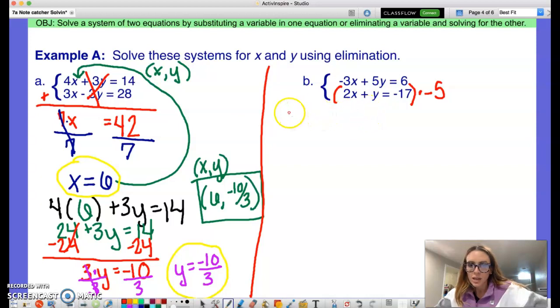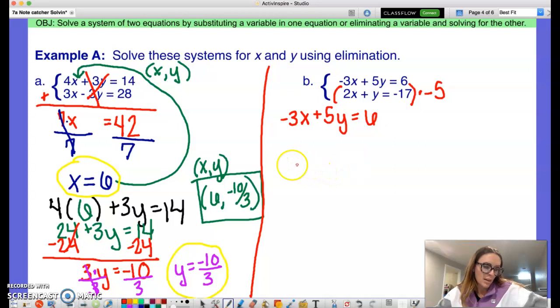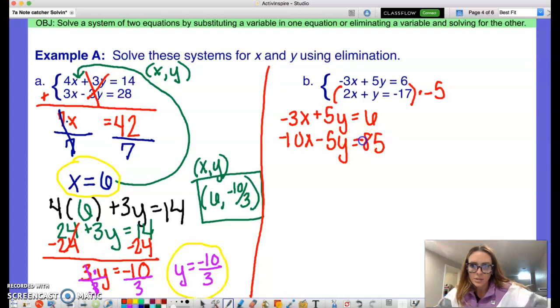Okay, so you're going to have your negative 3x. I'm just copying the equation from the top first, equals 6. And then I'm going to have negative 10x minus 5y and equals 85. Whoops, negative, positive. Positive 85. A negative times a negative is a positive. Okay, are we ready? Let's add those guys together.